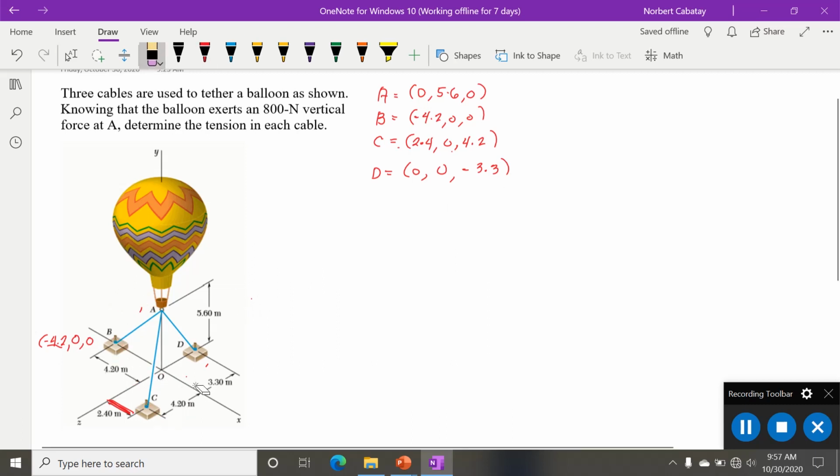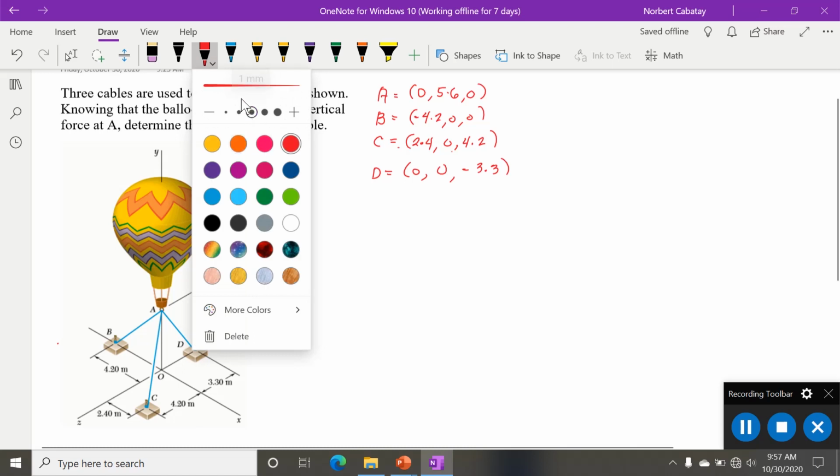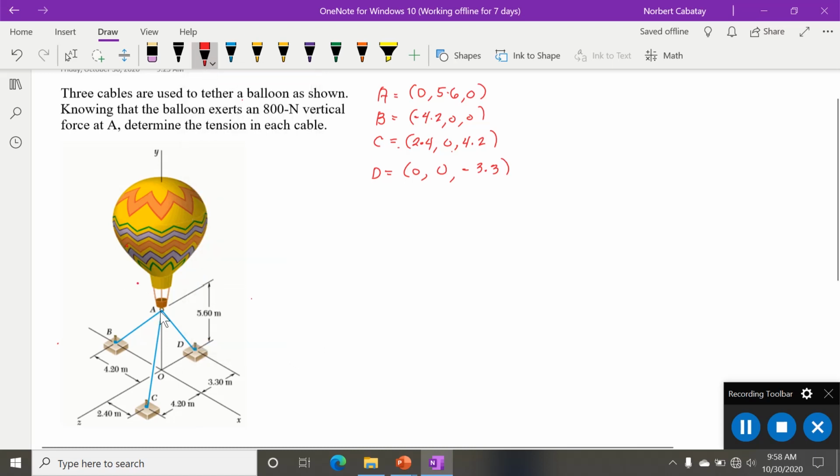So, ang gagawin natin, illustrate natin yung ating mga forces. So, lakang ko lang ng konti. So, this will be our, say, tension. Sabihin natin tension B na lang. This will be our tension C. And this will be our tension D. And this is the force na 800 newtons. So, how do we start? Siyempre, kailangan natin express lahat ng forces.